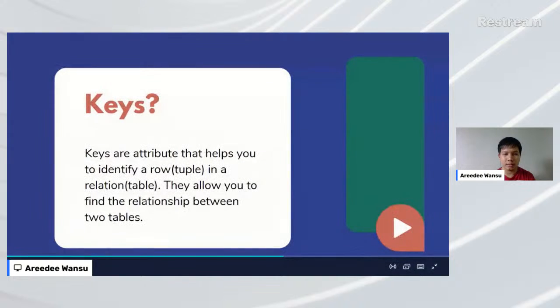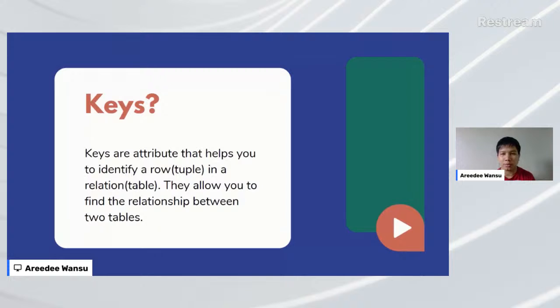Next is keys in database. What are keys? Keys identify a row in a relation. They allow you to find the relationship between two tables. Keys help you uniquely identify a row in a table by a combination of one or more columns in a table. The database key is also helpful for finding a unique record or row from the table.